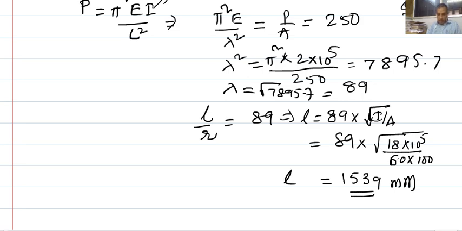So this is the length I can use if the column is to fail with the slenderness limit of 250. So the length required is 1539, that means 1.539 meter. Okay, so this is how we will solve the problem. Is it clear? Okay.